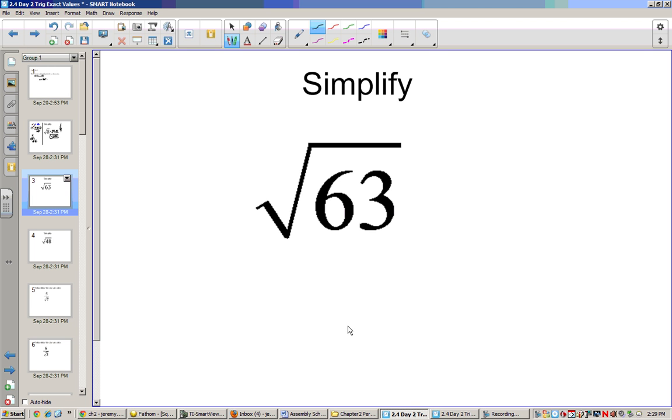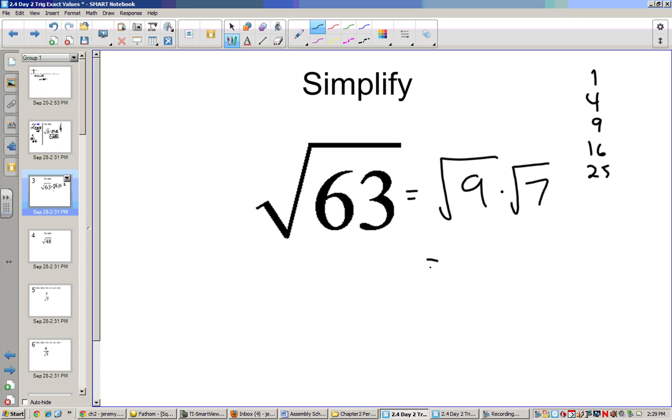All right, square root of 63. If you know how to do this, pause the video. If not, you can just take notes along with me. If I did method 1, if I look at 1, 4, 9, 16, 25, and so on, the largest number of these that divides evenly into 63 is 9. So this is going to be the square root of 9 times the square root of 7. The square root of 9 is 3. So this is now 3 root 7.